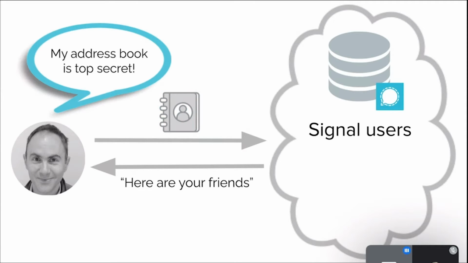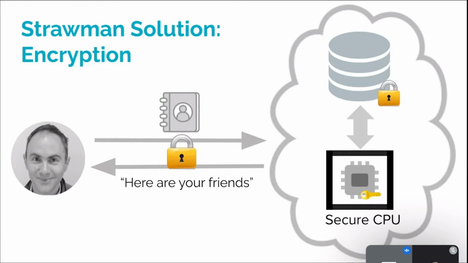But maybe Andres is worried that his address book may be top secret. He doesn't want to disclose it. So how can we solve this problem without leaking Andres's secret?